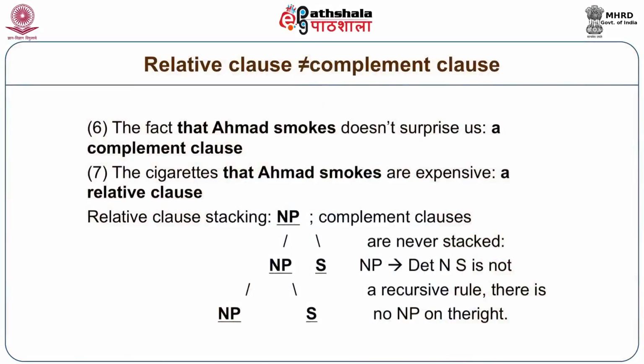We now, as promised, turn to the contrast between relative clauses which can occur one after the other, stacked, attached to the same NP, and complement clauses which do not appear with any stacking because they are introduced once only by a non-recursive phrase structure rule. NP gets rewritten as det NS. The examples we give you are 6 and 7. 6 is the fact that Ahmed smokes doesn't surprise us, where the fact that Ahmed smokes contains a complement clause that Ahmed smokes, which is a complement of the head noun fact.